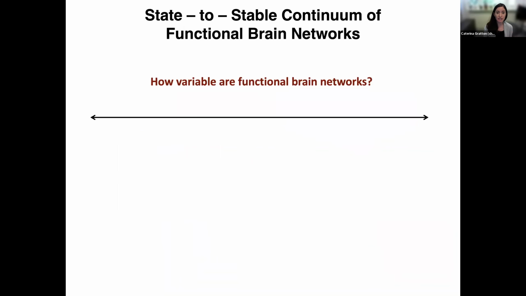And indeed, we can think of functional networks as potentially having variation on multiple different ends of the spectrum on a full continuum.